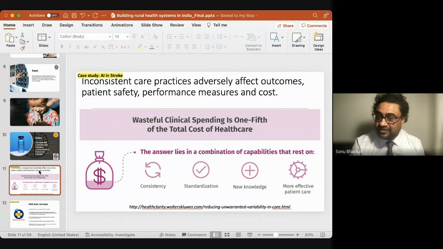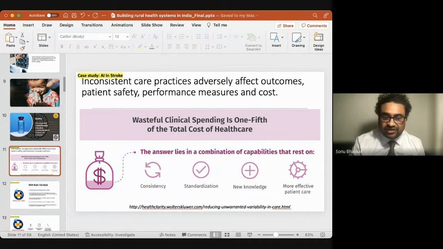So just to give you an indication, from a developed country perspective, wasteful clinical spending is one fifth of the total cost of healthcare. So there is definitely great importance that the developing countries and developed countries are focusing on reducing the variations in clinical care across the continuum of care.